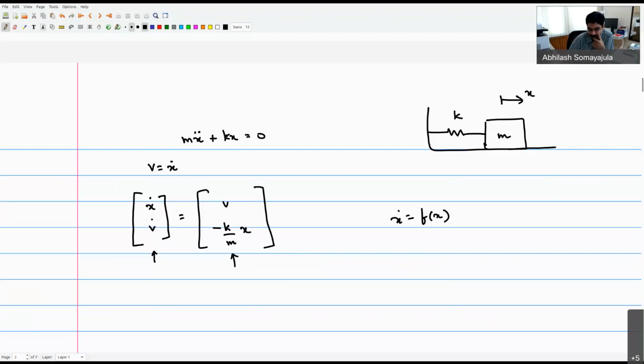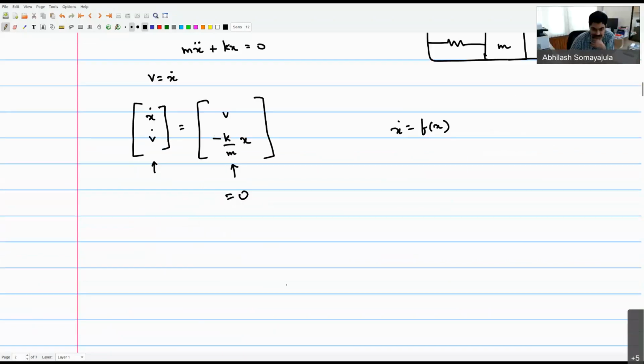Equate this to 0, right? The right hand side, I equate that to 0. What do I get from that? So basically it's not a scalar value 0, but vector values of 2 zeros. That's what I equate it to. And what do I get from it?